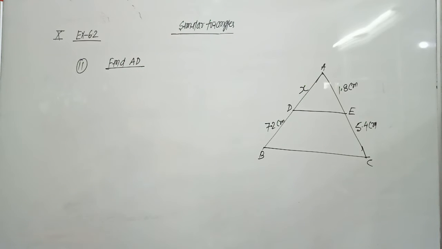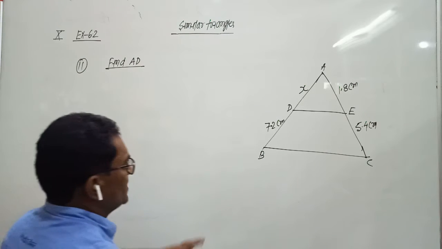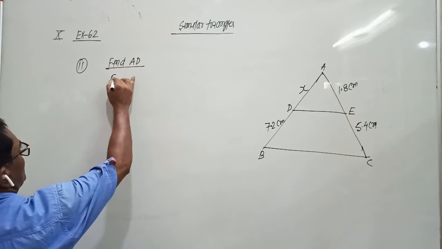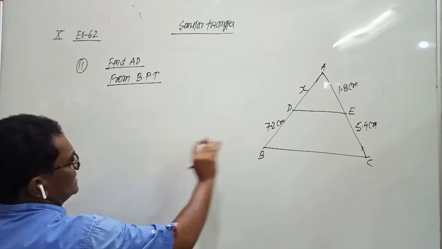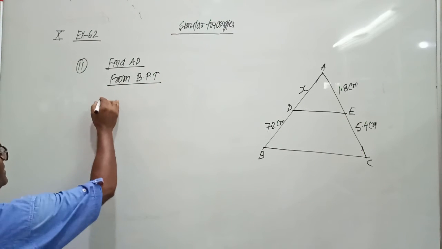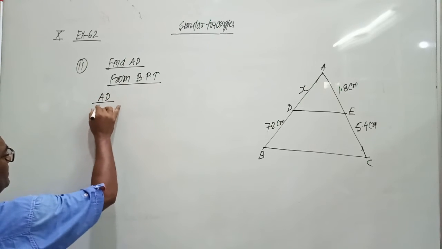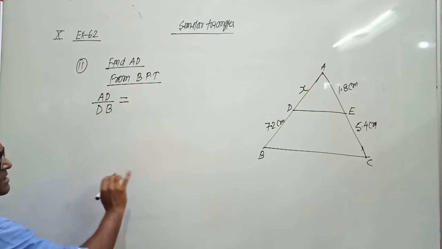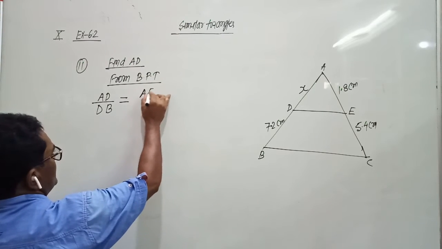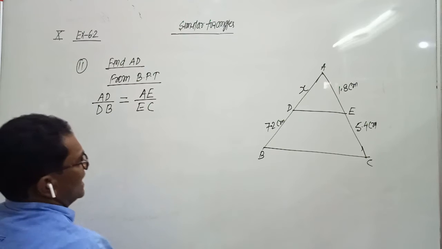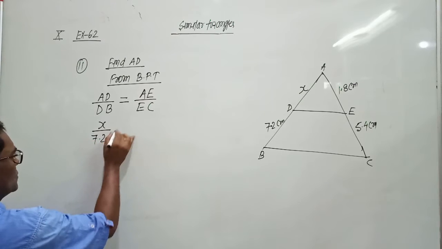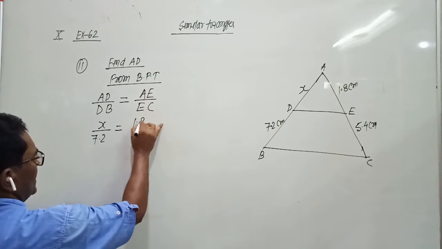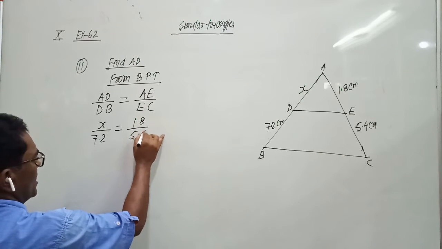Side DE is parallel to BC in triangle ABC, so again we use the BPT theorem. From BPT, since DE is parallel to BC, we can use the BPT theorem. So AD upon DB equals AE upon EC, and the length AD we have to calculate. The value of DB is 7.2, AE is 1.8, and EC is 5.4.